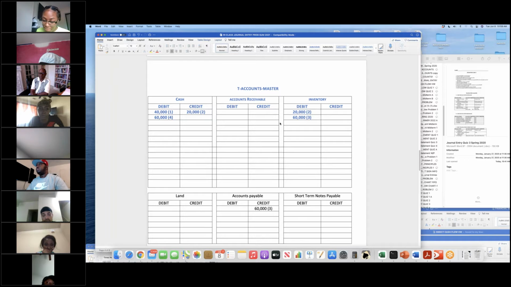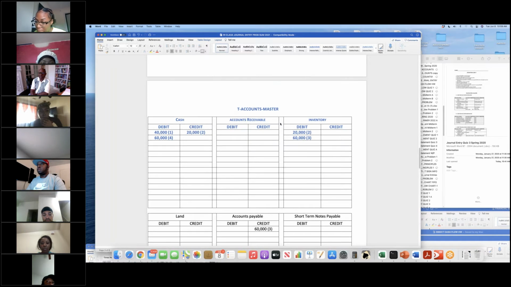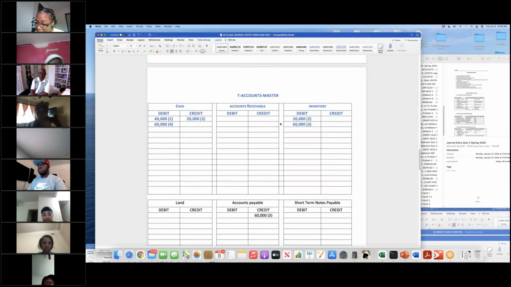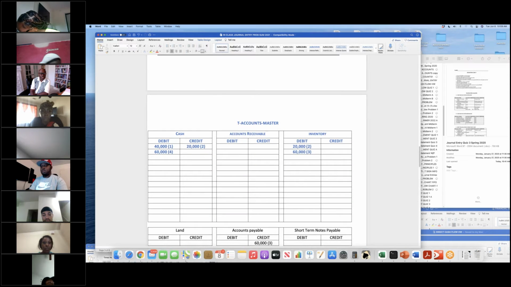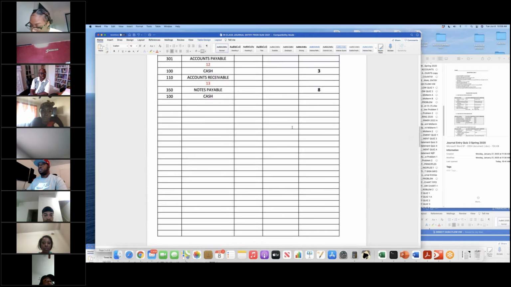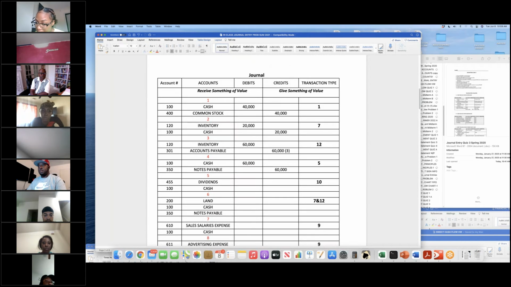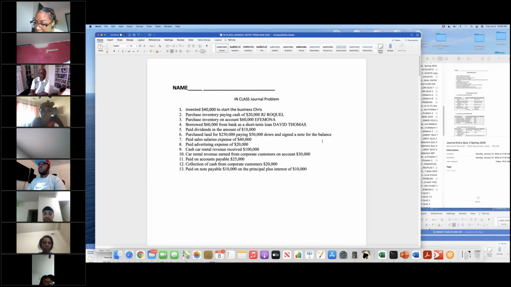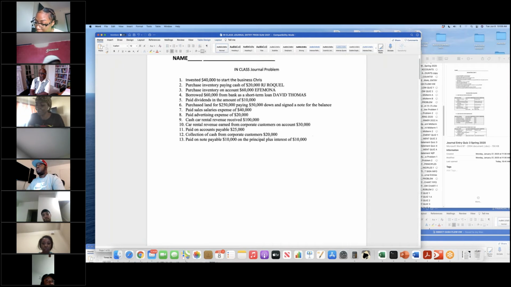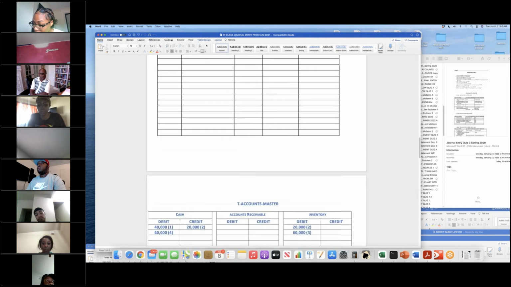You have my trial balance done? Yes. So everybody has an account. Chris, your account is cash. Raquel, your account is inventory. Alphamona, your account is the liabilities, accounts payable, notes payable. And Dave, you have common stock. So everybody got an account to put on this trial balance.